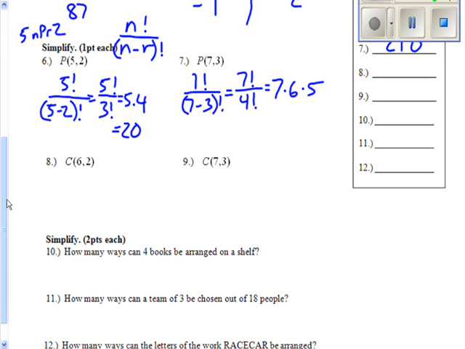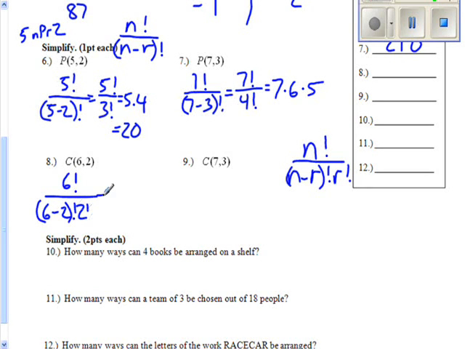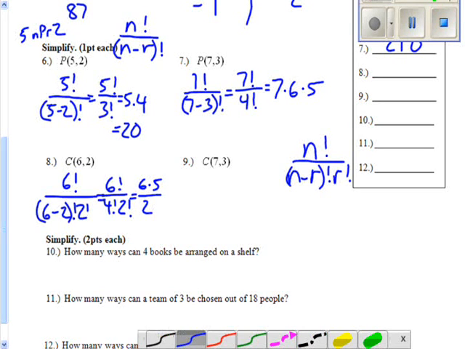Combinations. Combinations are very similar, but remember the formula for combinations. I'll write it over here. It's n factorial over n minus r factorial, r factorial. So we have that extra r factorial down there, which makes things reduce a little bit more. So this one would be 6 factorial over 6 minus 2 factorial, 2 factorial. So we've got 6 factorial over 4 factorial, 2 factorial. So that's going to reduce to 6 times 5 over 2 factorial, which is 2. And then, of course, I could plug this into my calculator, and that's going to give me 15.